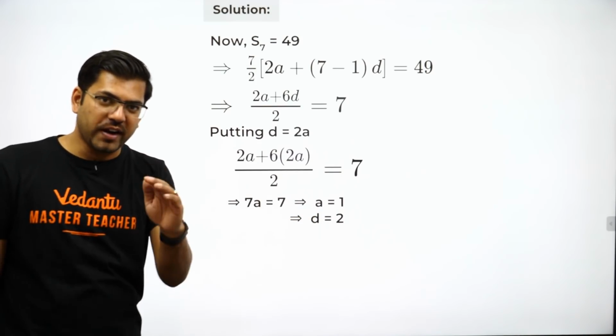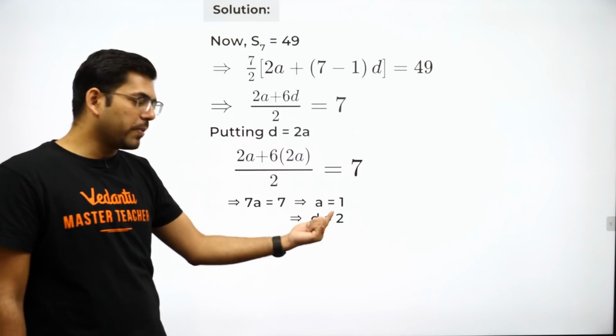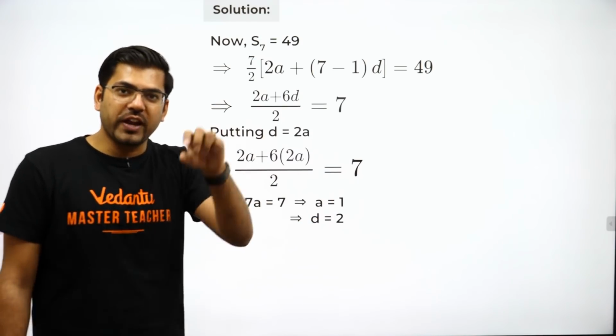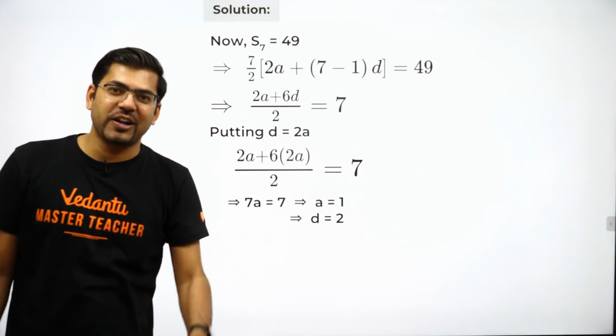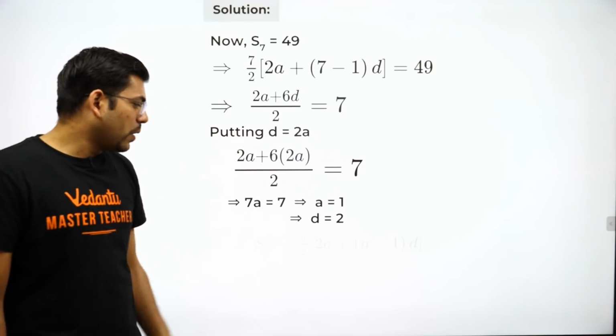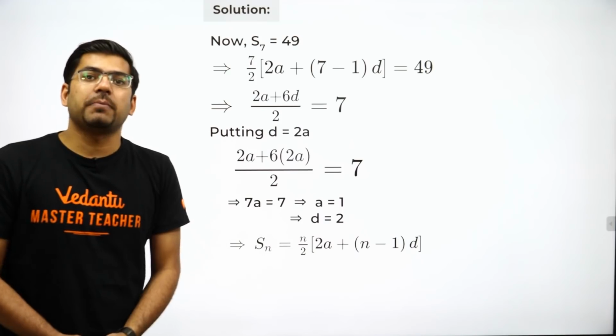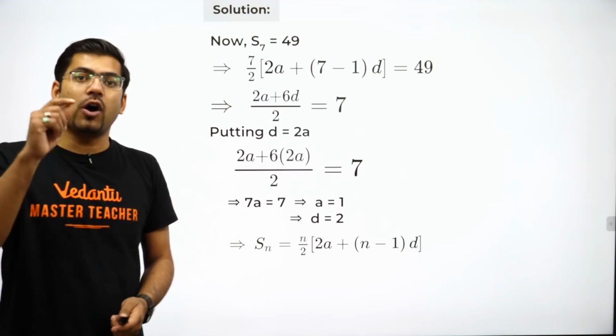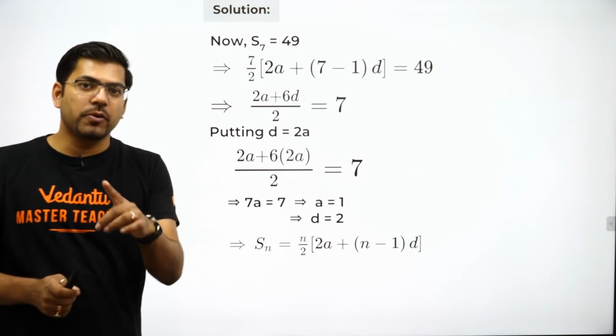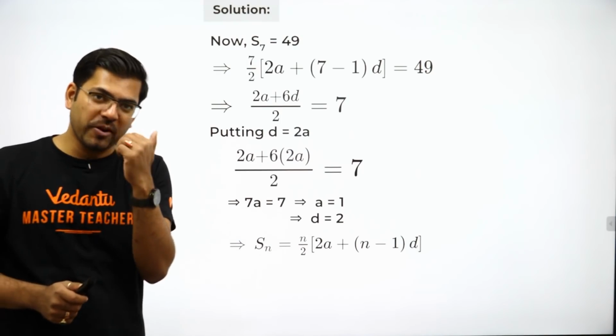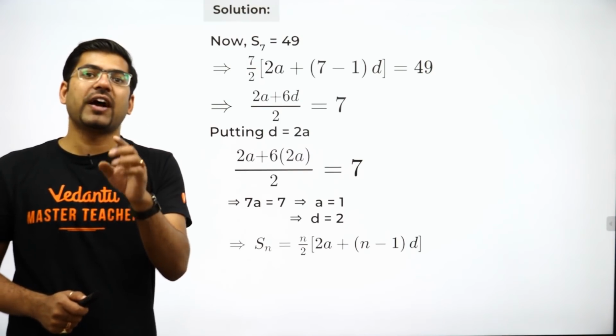So I guess you would have understood that by this method we will be getting the value of a, putting the value of a back in d, and we will be getting the value of d. So now writing again the formula. Remember, in this question we had been asked to find the value of the sum of n terms. So that answer would be in the form of n only. Only we will be putting the value of a and d.